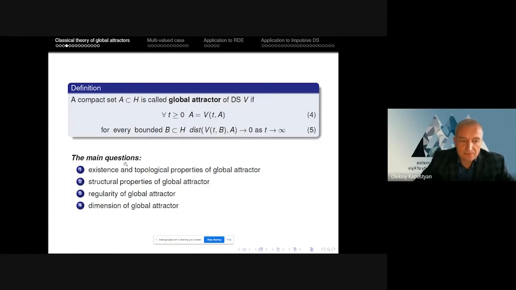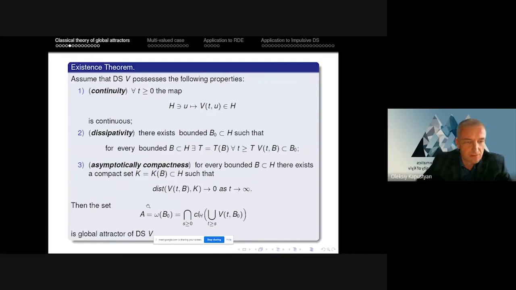Among other questions, I want to underline the following ones about the global attractor. So the existence and topological properties of the global attractor. Of course, this is the main question, the first question. And after that, we should investigate structural properties and regularity of the global attractor. Regularity means that our phase space is infinite dimensional, so it consists of functions. As a rule, the global attractor consists of more regular functions than the phase space. And the final question is about the dimensionality of the global attractor. So let's briefly discuss all these questions, in an abstract setting at least.